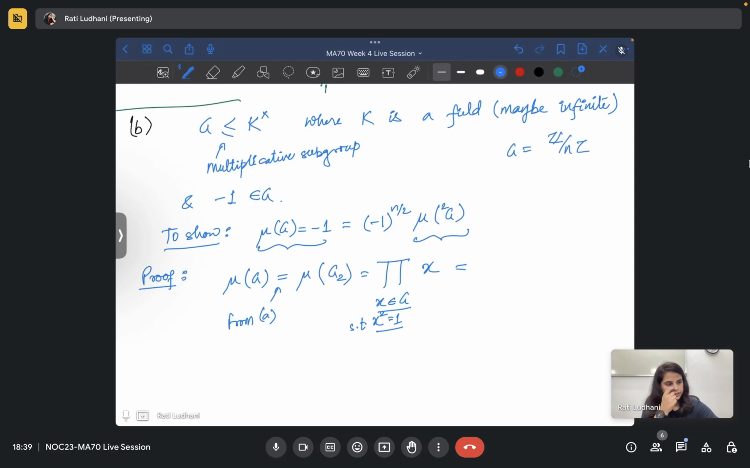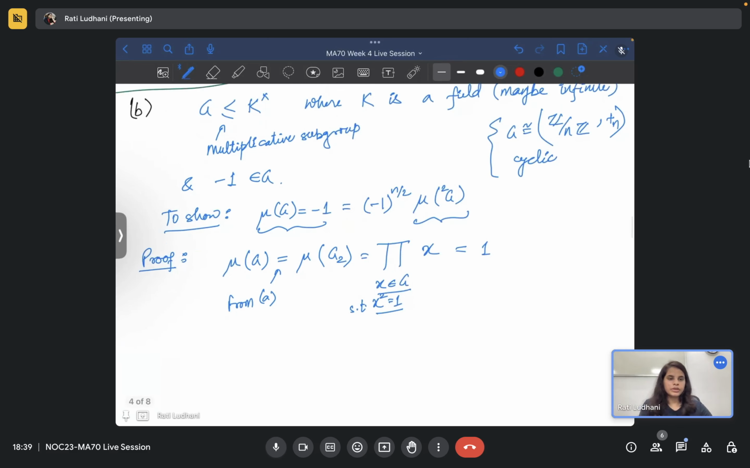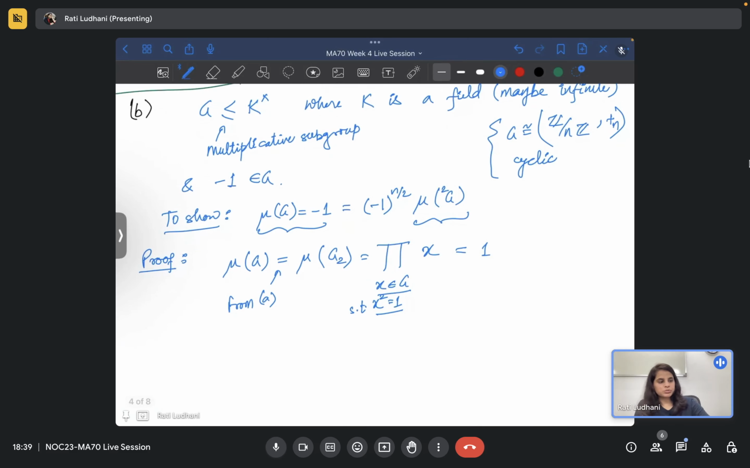Since we need addition, we want to do a product that will be -1. Yeah, right. So this is cyclic. We have proved this in class. So this is isomorphic to Z mod NZ as a group isomorphism, with operation addition. Addition means addition modulo n. Right, so this will be isomorphic to this.